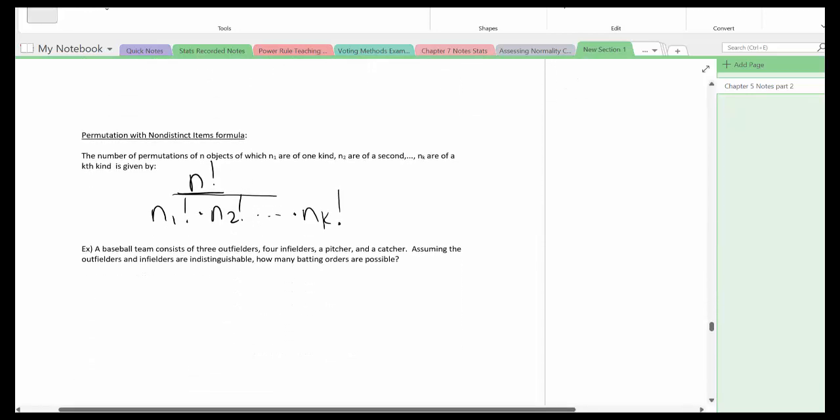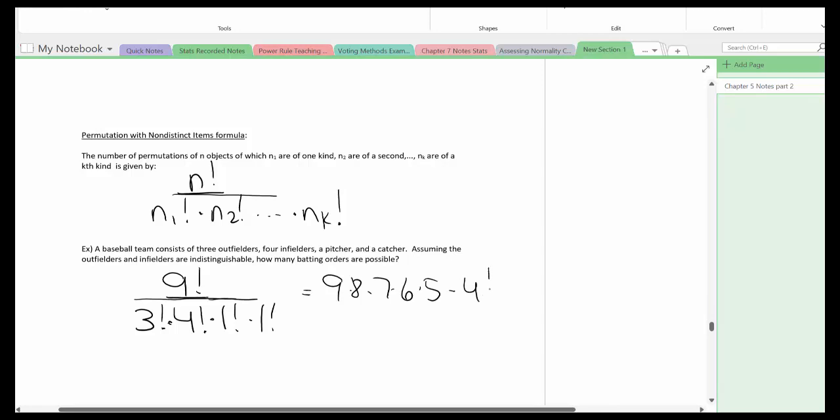Okay, let's take a look at an example with this. A baseball team consists of 3 outfielders, 4 infielders, a pitcher, and a catcher. Assuming the outfielders and infielders are indistinguishable, how many batting orders are possible? So again, with baseball, 9 people bat. So we've got 3, 4, 1, and 1. That's 9 factorial. The outfielders are indistinguishable. There's 3 of them, so divide by 3 factorial. 4 infielders, divide by 4 factorial. And then there's just 1 pitcher and 1 catcher. Okay, simplify.